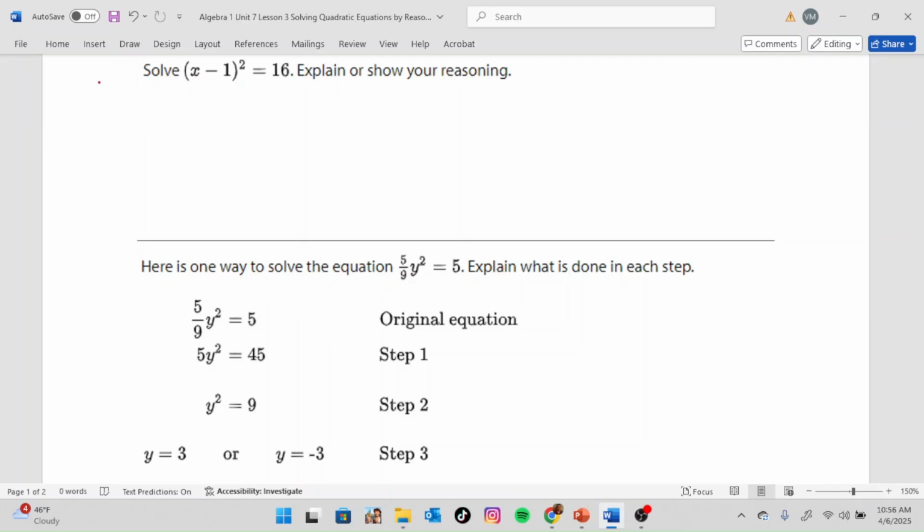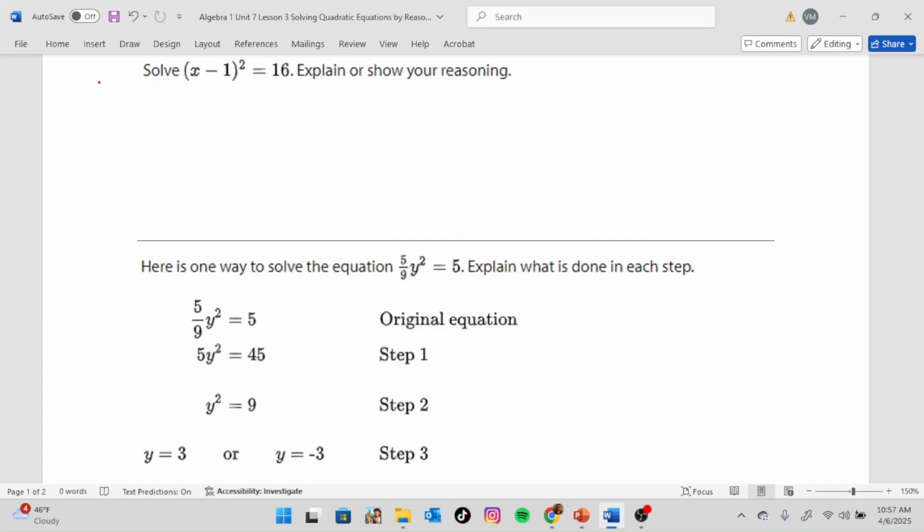Practice problem number 2. Solve the quantity x minus 1 squared equals 16. Explain or show your reasoning.